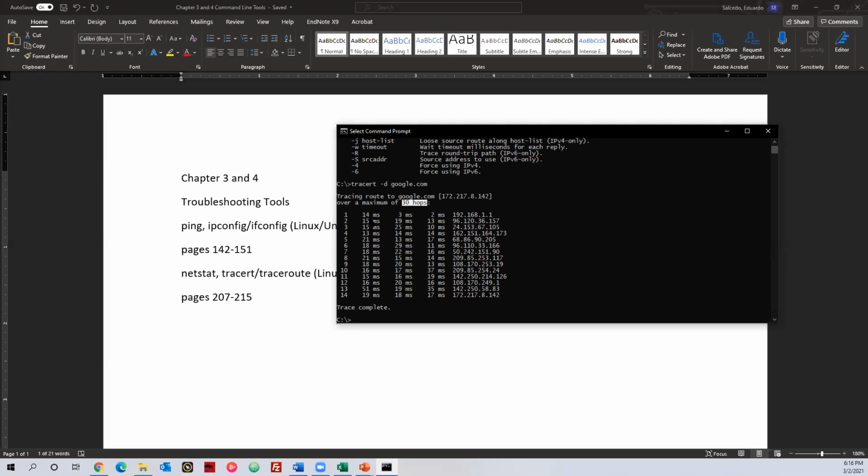So it took how many hops to reach this? 14. Yes, right? So it took 14 hops to reach from my computer to Google. Now let's go over and say, so that means it went through 14 different servers to reach that. Right. Got it.